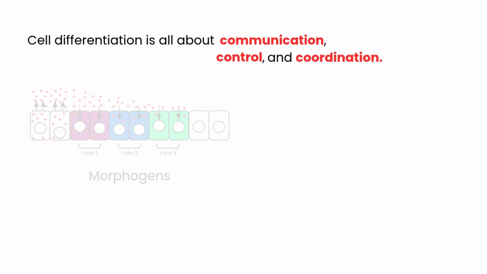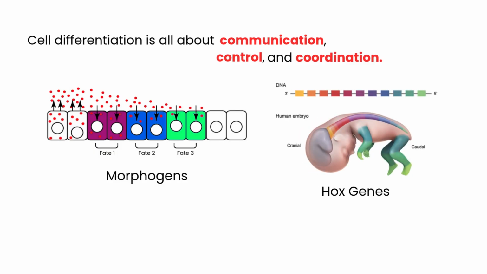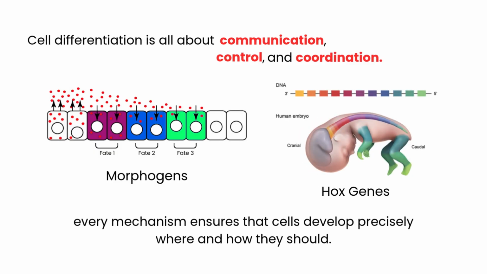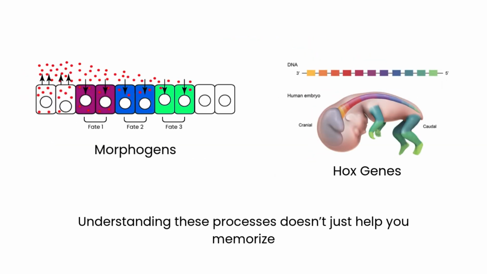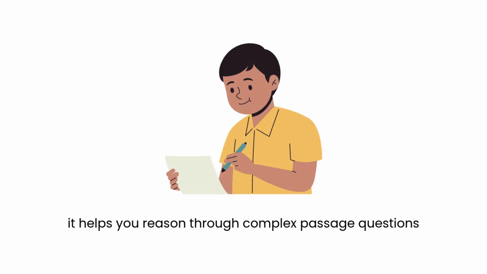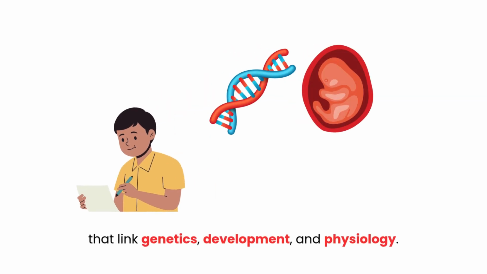Cell differentiation is all about communication, control, and coordination. From morphogens to Hox genes, every mechanism ensures that cells develop precisely where and how they should. Understanding these processes doesn't just help you memorize. It helps you reason through complex passage questions that link genetics, development, and physiology.